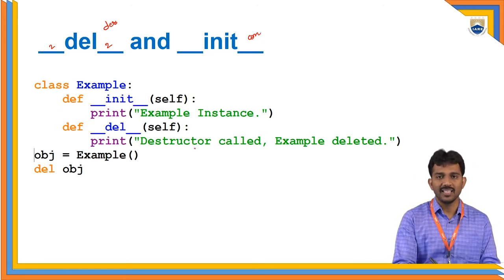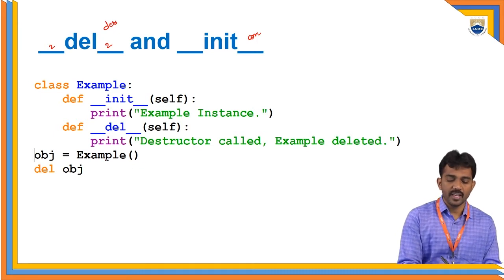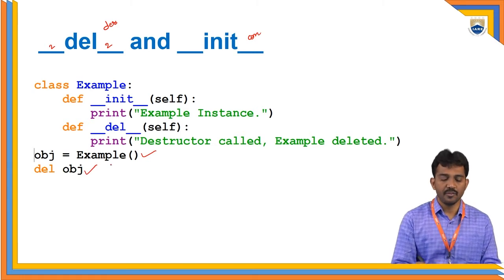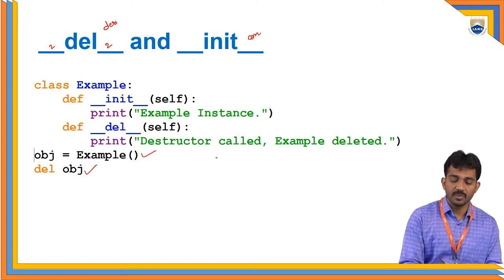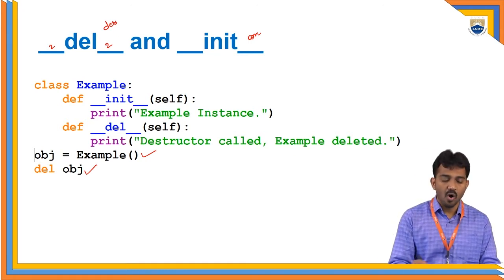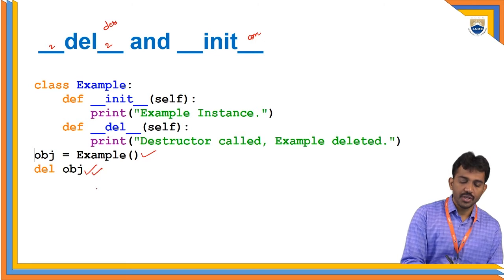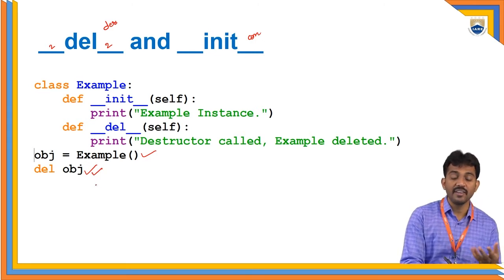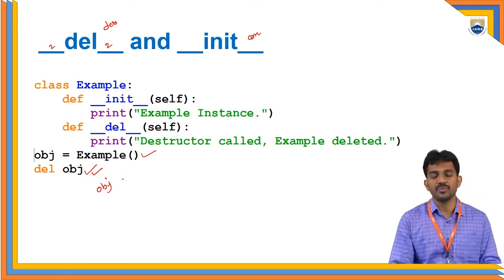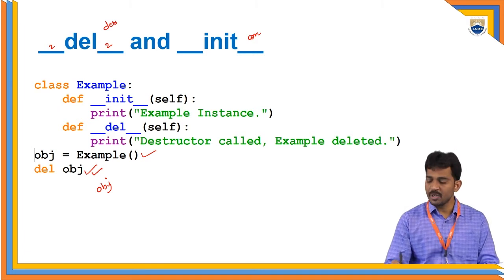Here I wrote __del__. For example, when I create an object, it first calls __init__ of the instance. When I perform del of the object, by default it calls __del__, which means the destructor is called and the example is deleted. After this operation, you don't have permission to use the object. I will demonstrate on the editor.